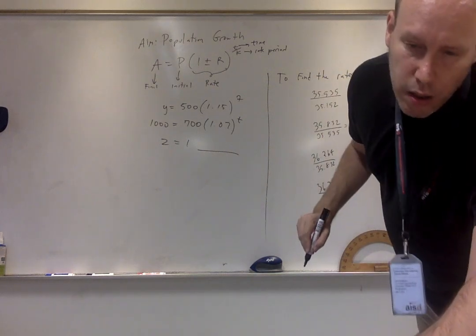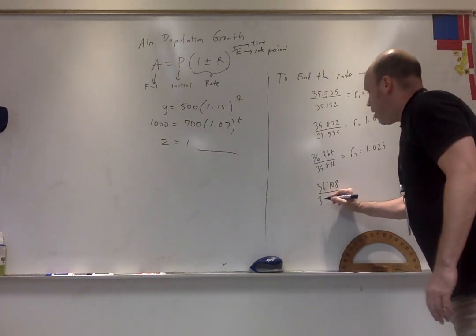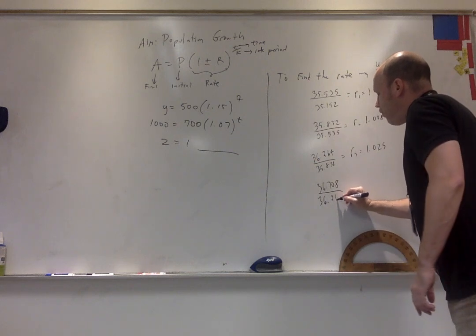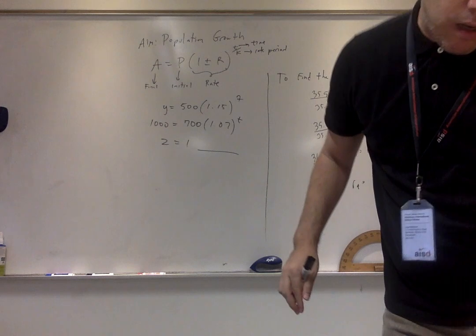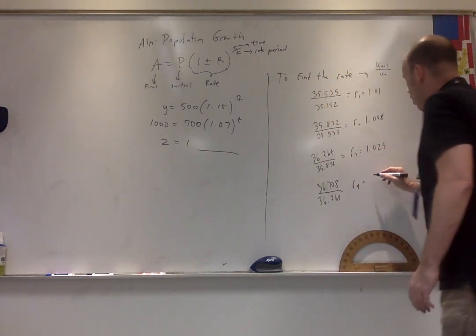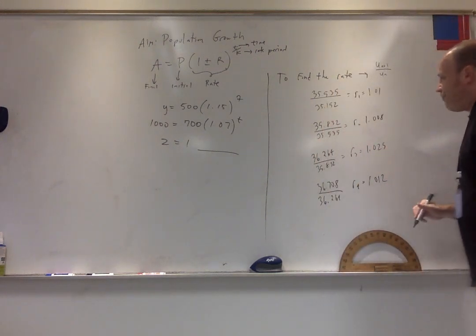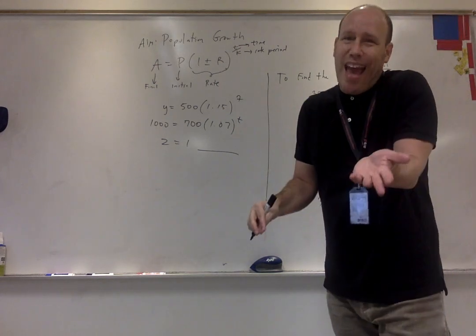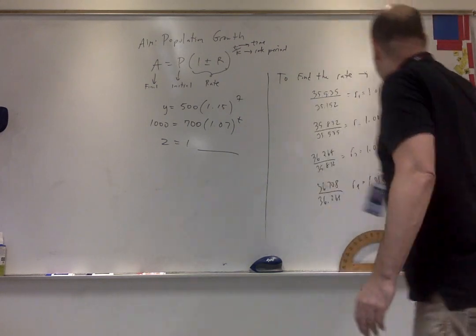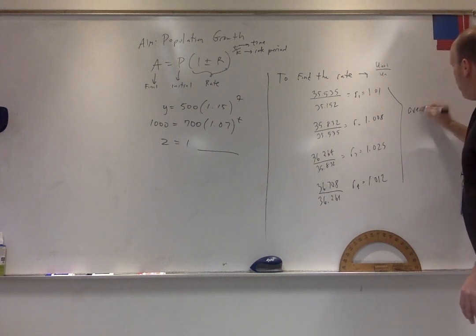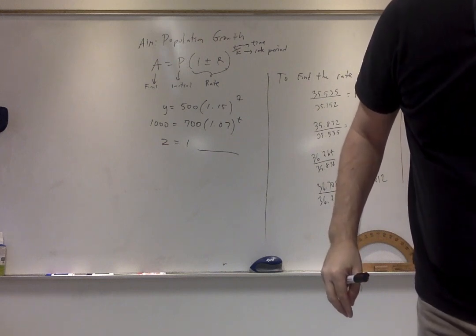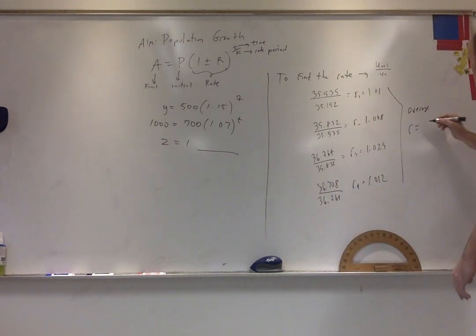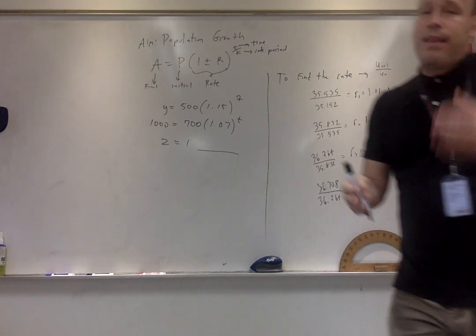8 divided by 36.264, and I'm going to call this rate 4, and I get 1.012. Which one do I pick? Well, you have a calculator. Take the average. The average rate is 1.013. And that's how you would find the rate.